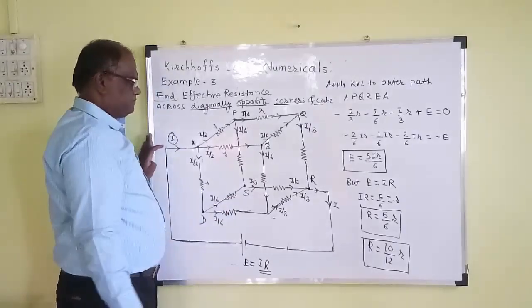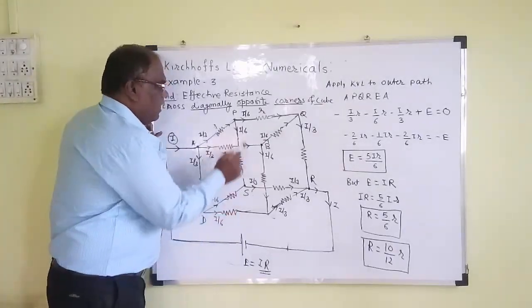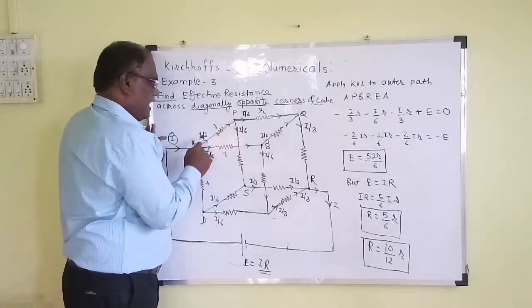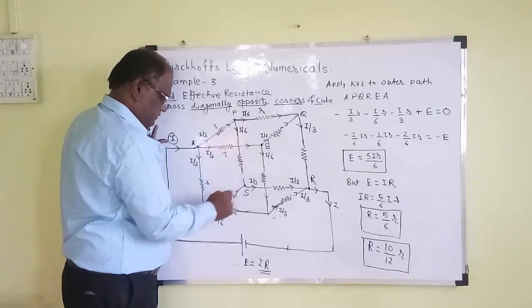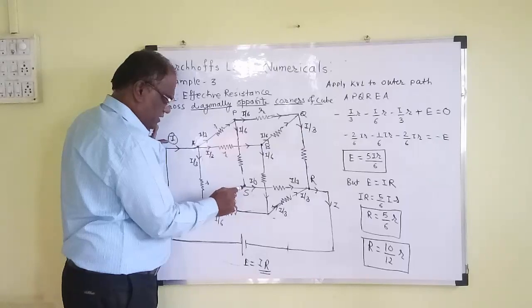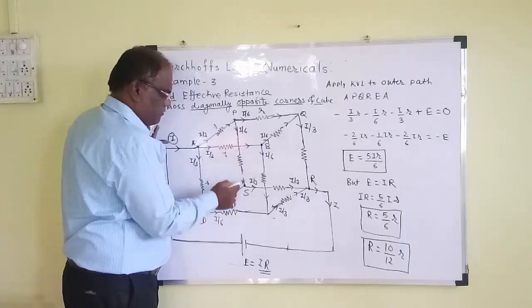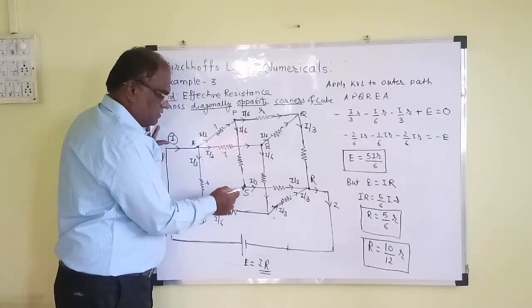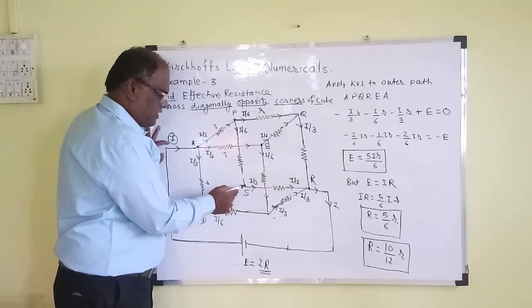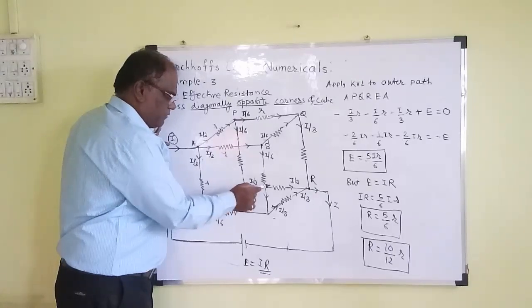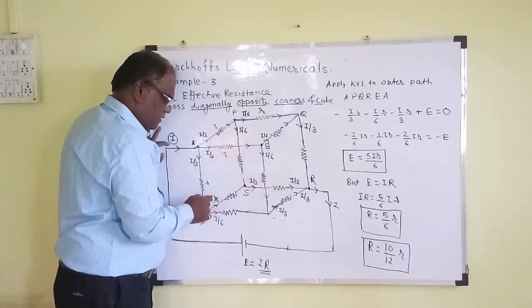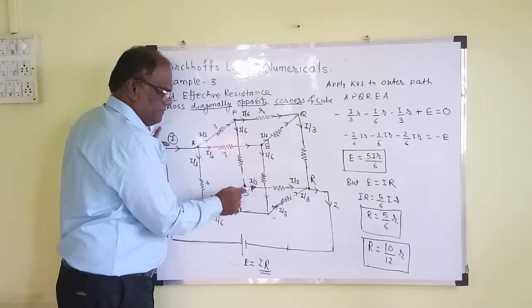See here, I by 3, I by 6. I by 6 is the current flowing at this point, I by 6, I by 6. The algebraic sum of current at any junction is 0. That is Kirchhoff's current law. The current leaving from the point is I by 6 plus I by 6, that is I by 3.